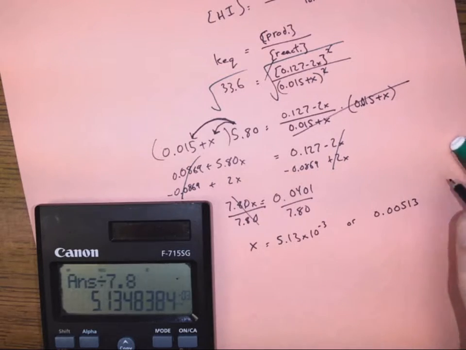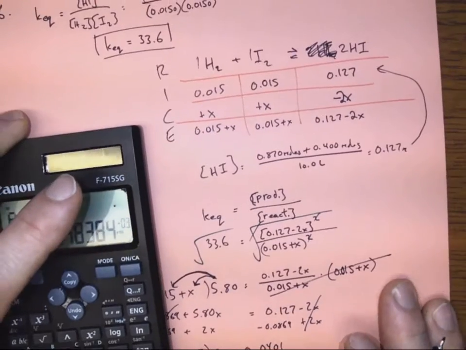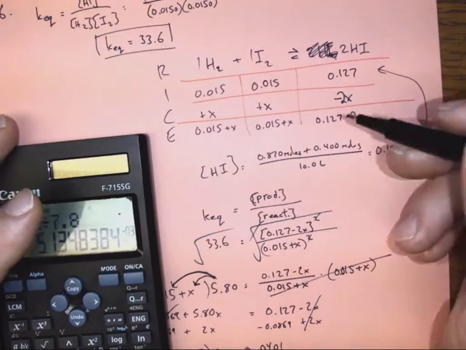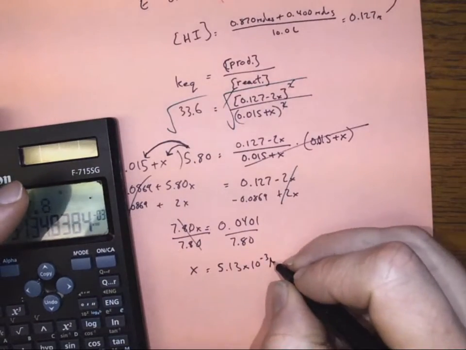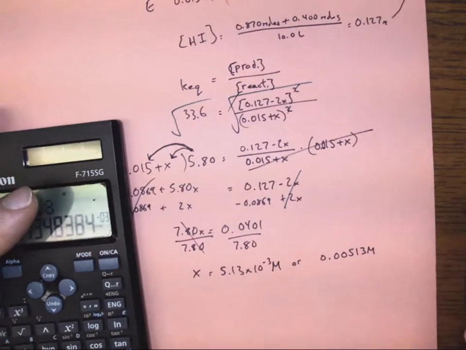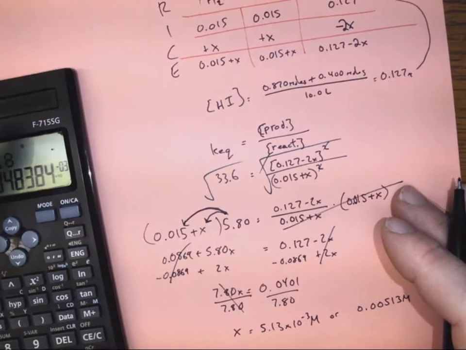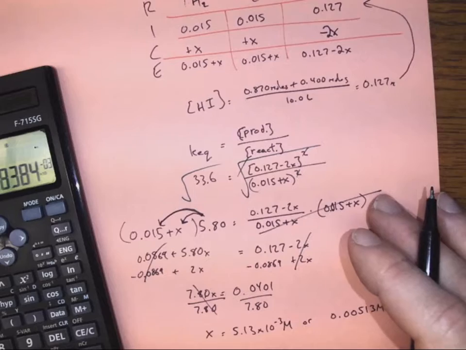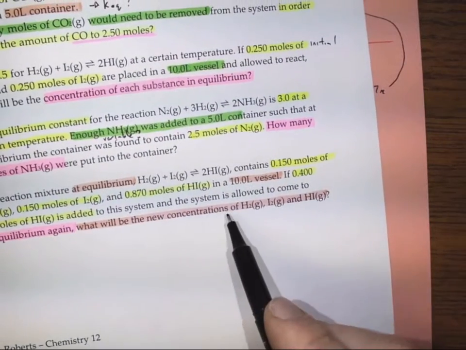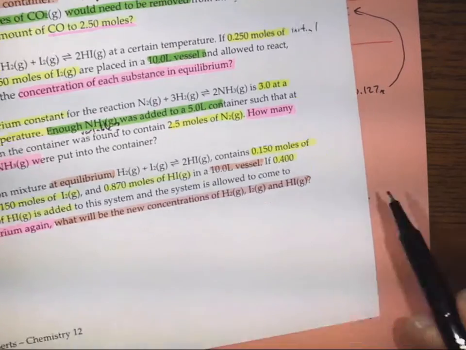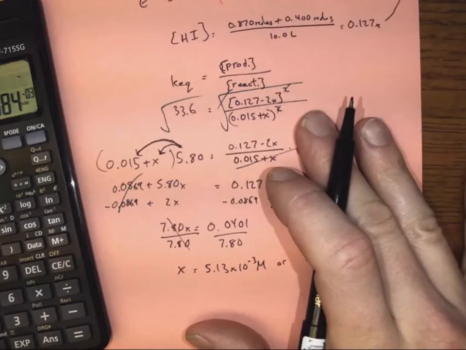Or 0.00513. Now, what was my x representing? It was my change in concentration, so it's a concentration, so I should be able to give units of molar. Now, is that what I was asked? No. I wasn't asked for the change. If I go back to the question, it asks, what will the new concentrations be? All right.